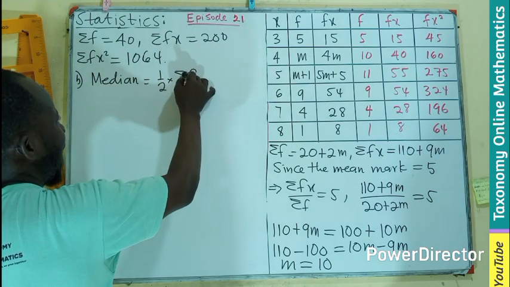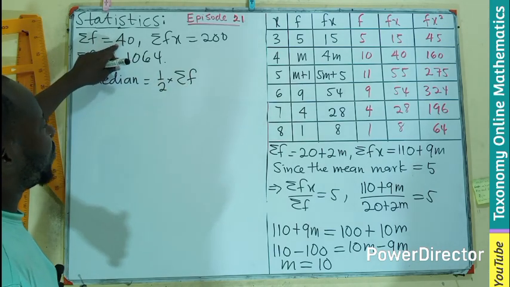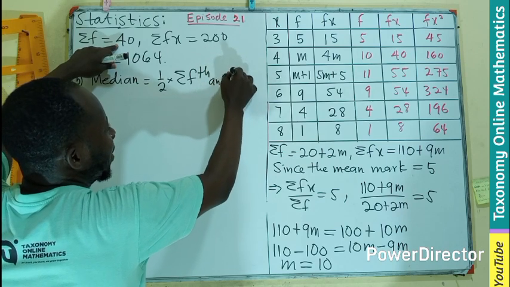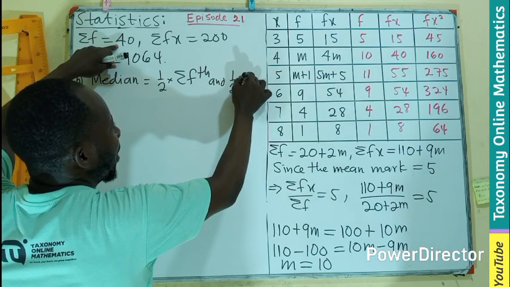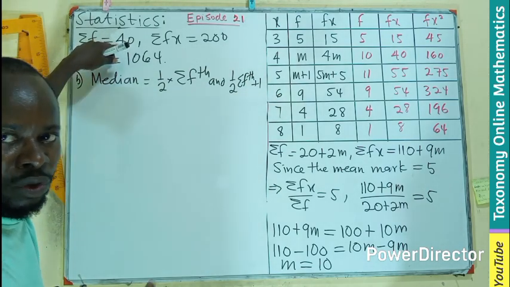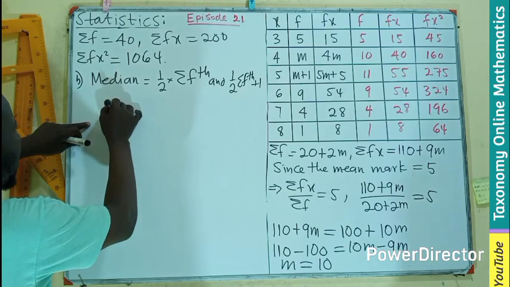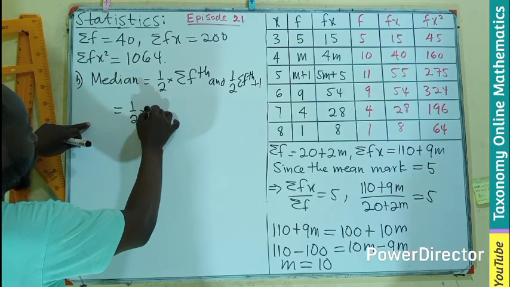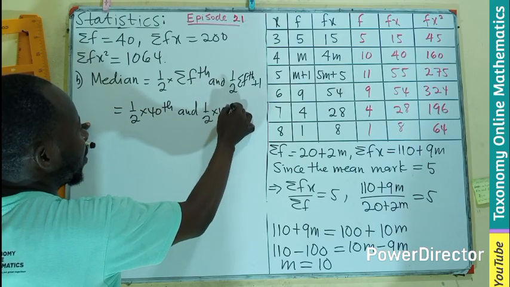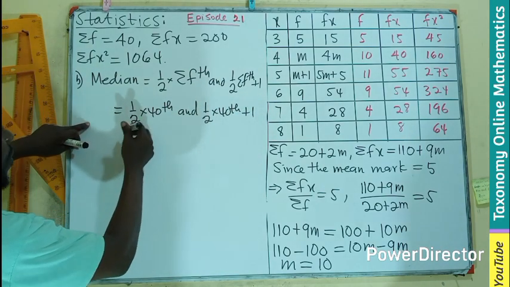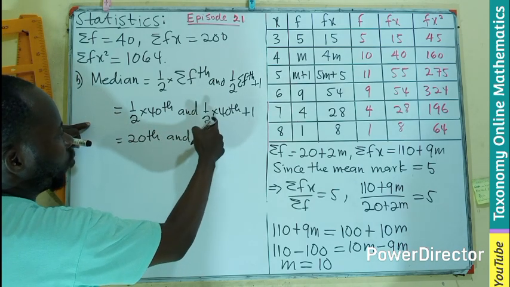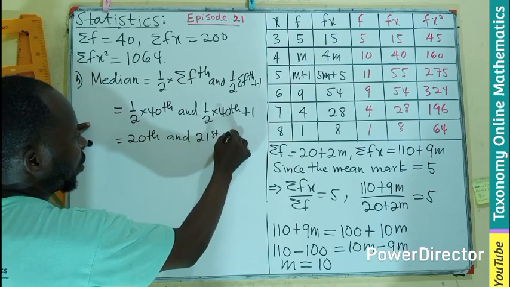So the second question, which is on the median, is going to be half of what? The sigma f. And sigma f is an even number, so we take half of sigma f and half of sigma f plus 1, because we are dealing with an even number. So it will be two numbers in the middle. This means 1 over 2 times 40 and 1 over 2 times 40 plus 1. Half of 40 is 20, so the 20th, and 20 plus 1, the 21st position.